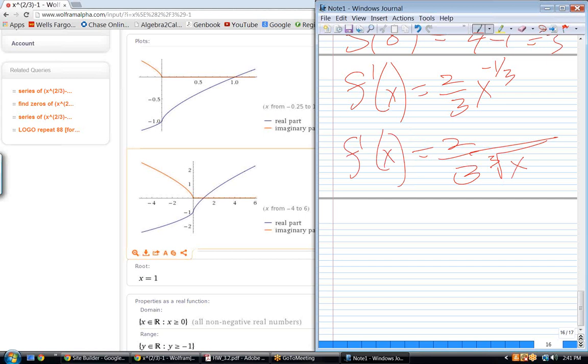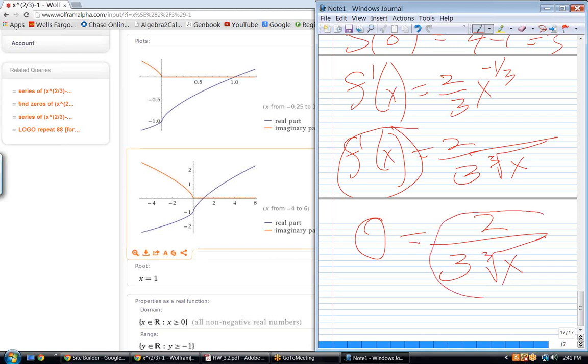So, if I try to set f prime of x equal to 0, does this have a solution? I don't think so. No, it doesn't. The only way a fraction is equal to 0 is if the numerator is equal to 0. There's no way this function can be equal to 0. It's also not defined at x equals 0. So the derivative is infinity.